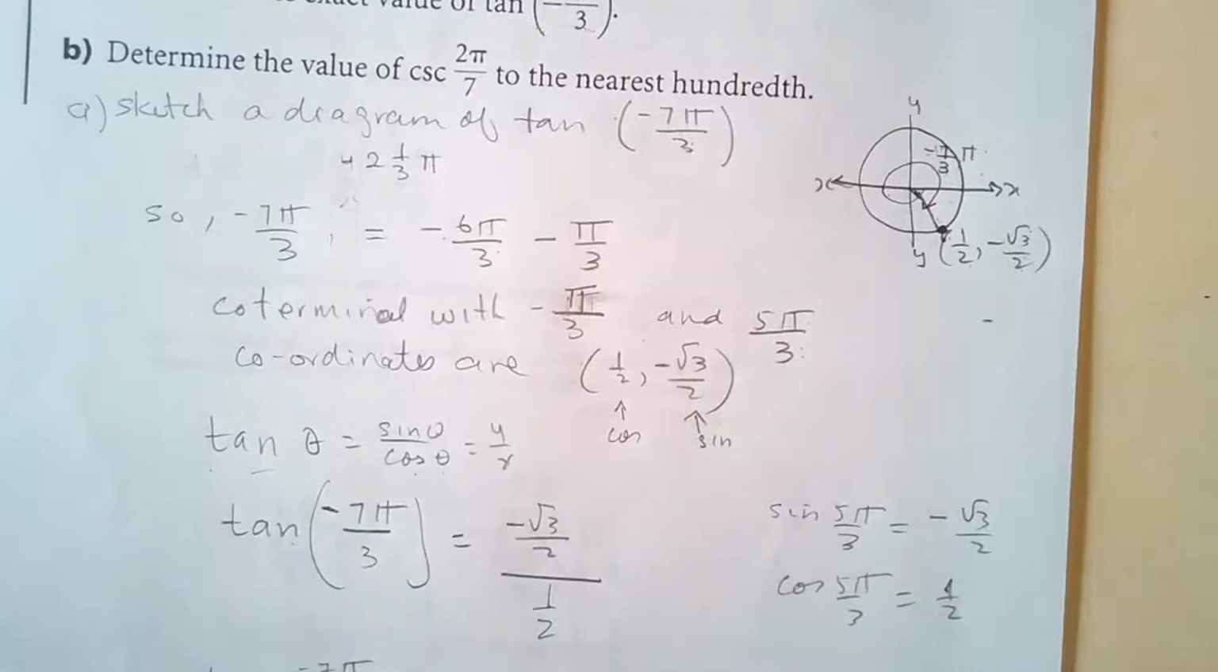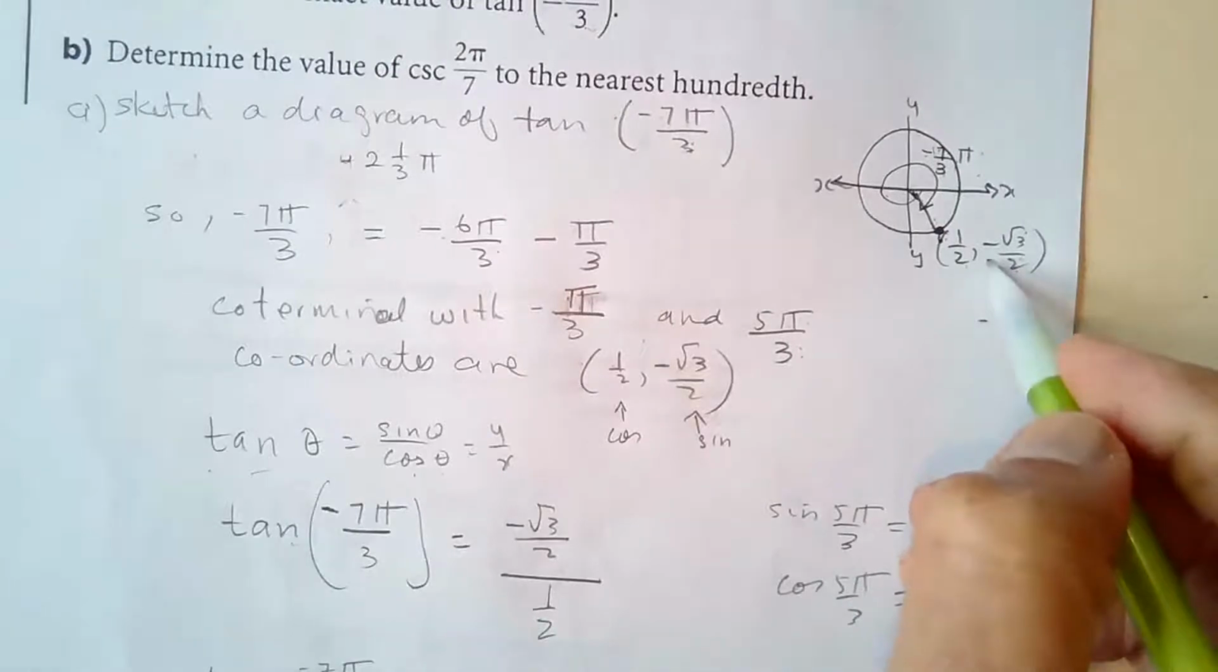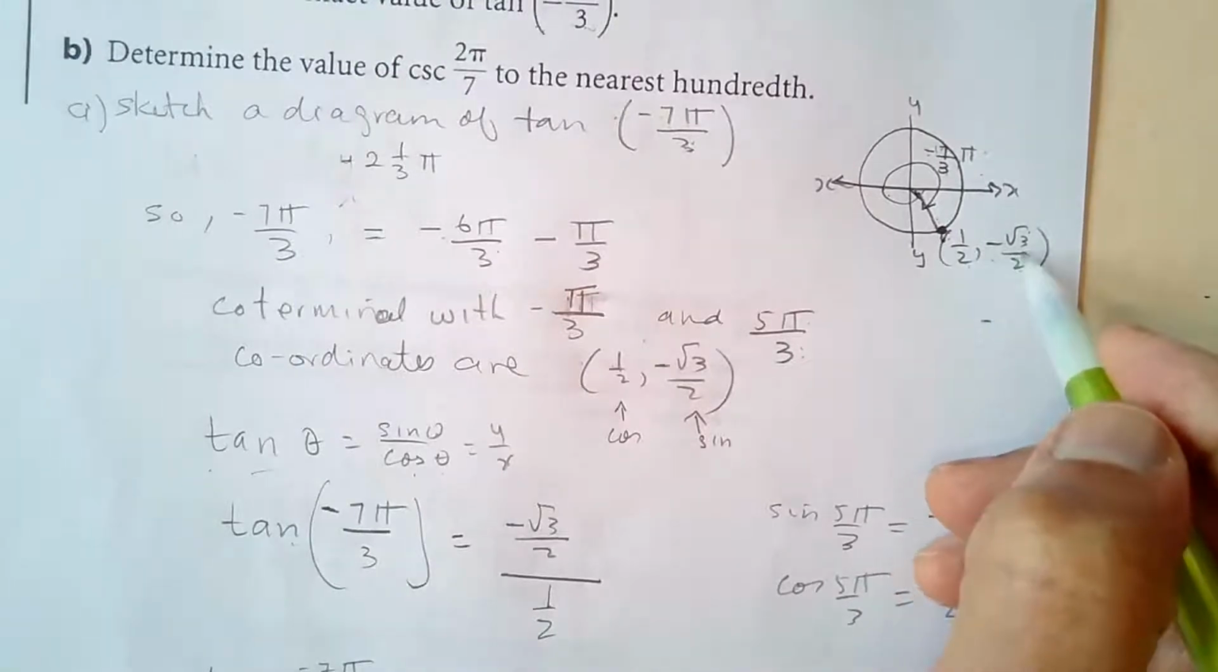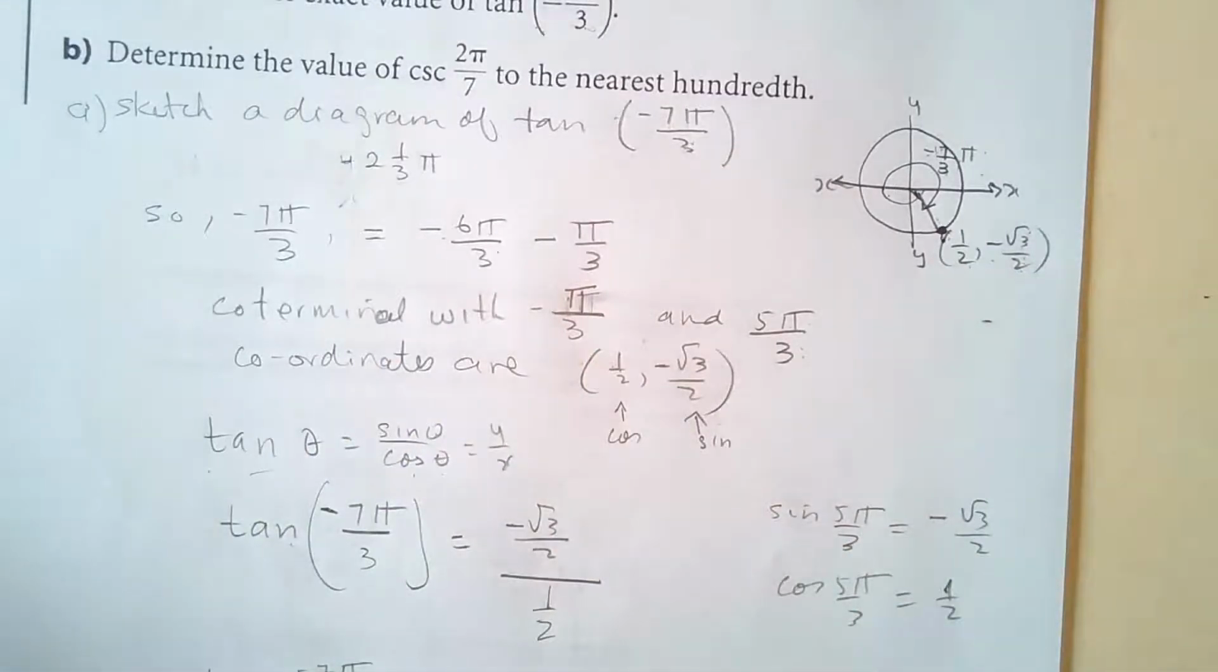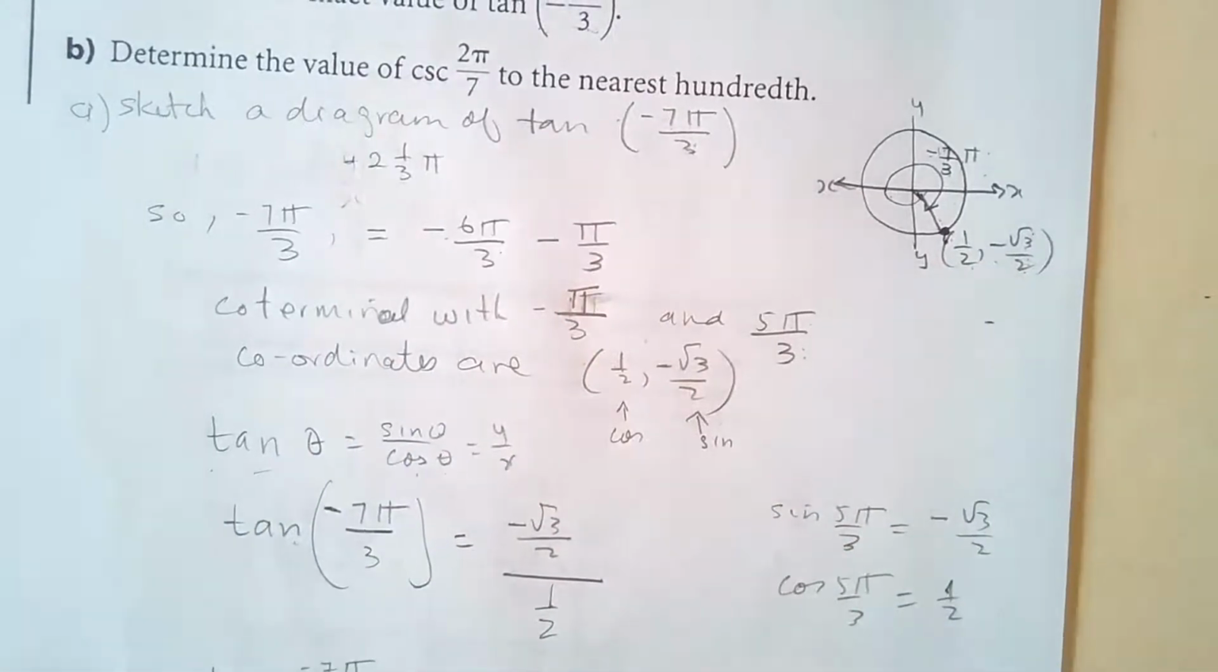Now, our unit circle didn't give us tan, but what some people have done is simply worked out all of the tan values. So tan would be negative √3 over 2 over 1/2. And let me show you what I mean by that. So finish it off, this is your final answer.